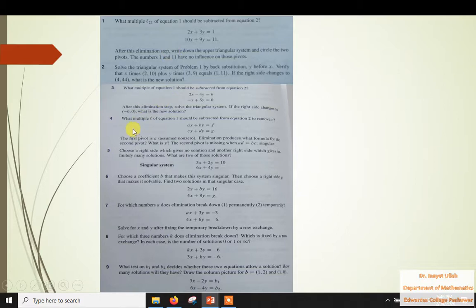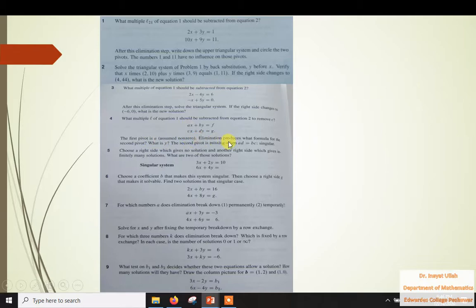Question number 4, what multiple L of equation 1 should be subtracted from equation 2 to remove c? How could we remove c here? We need to multiply the first equation by c by a. A will be cancelled out, so c will be left here. So the multiple L in this case is c by a. The first pivot is a, assumed non-zero.